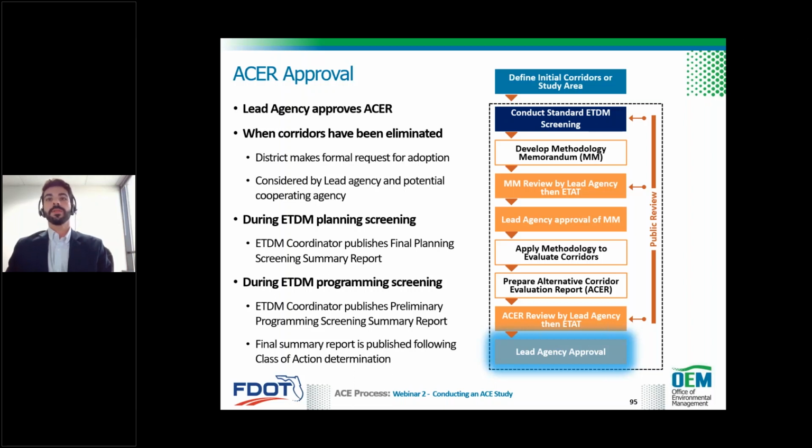For eliminated corridors, both the lead agency and potential cooperating agency must concur with any eliminated alternatives not advancing to the PD&E study. The good news is that the cooperating agency is already one of the ETAT members. Therefore, they have already reviewed and been involved with the ACE process. After approval, the ETDM coordinator will publish the screening reports for the final ACER.